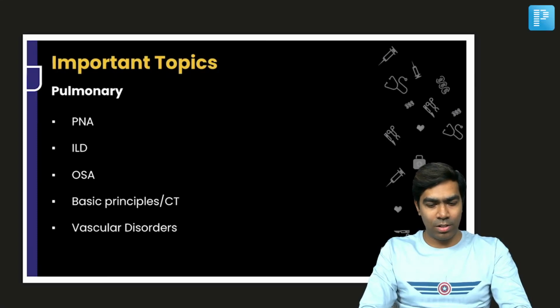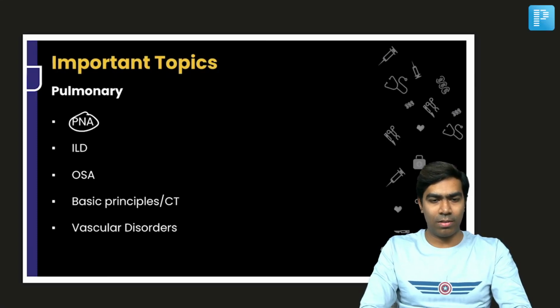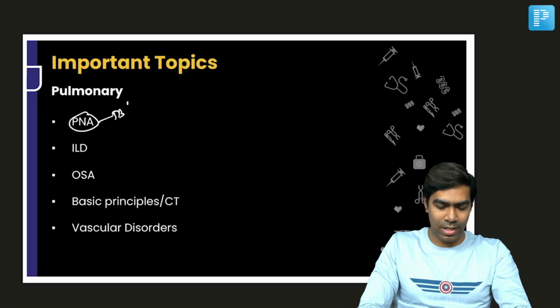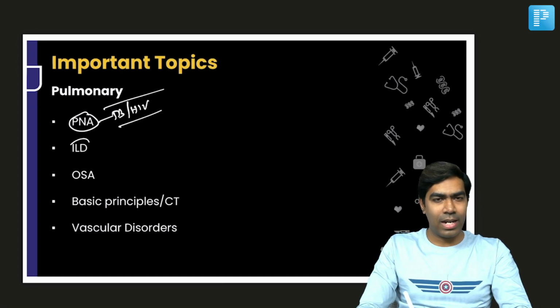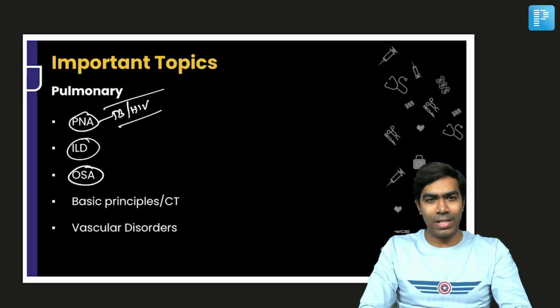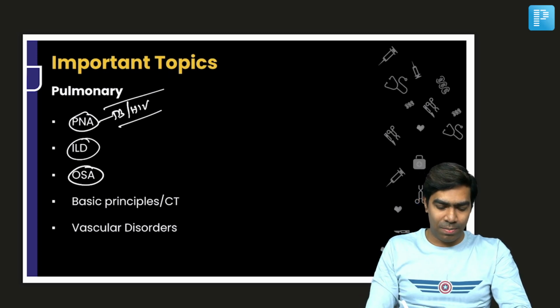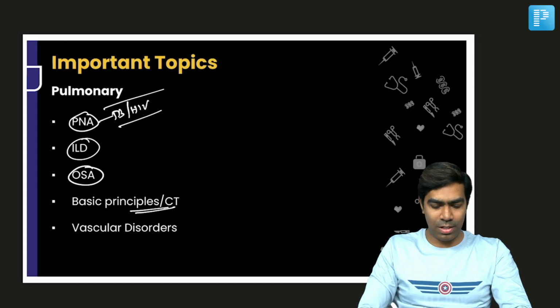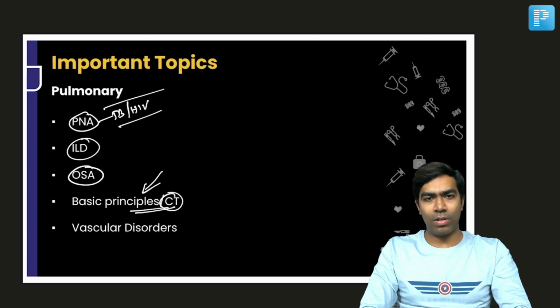And look at the pulmonary medicine topics. Pneumonia is such an important topic. This includes TB and HIV as well. And ILD is a very important topic. Obstructive sleep apnea has been asked so many times, especially the indications for CPAP. And the basic principles in pulmonary medicine have been tested a lot. And the CT principles are also very, very important. What are the important CT images that you need to decide?